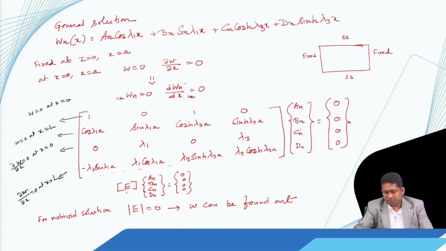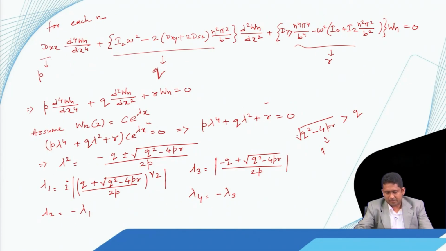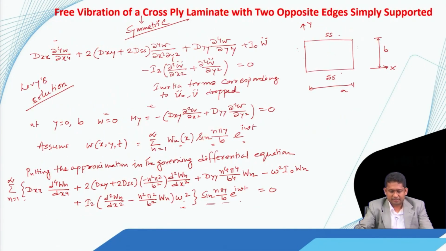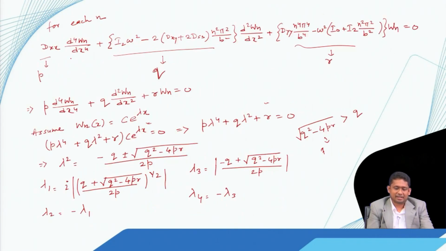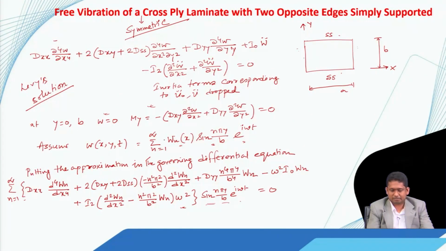So once we find out An, Bn, Cn, Dn, we can put it back in this equation. That means we can find out Wn(x), and then we can put that Wn(x) back in the actual assumption, and that will give us the vibration mode.